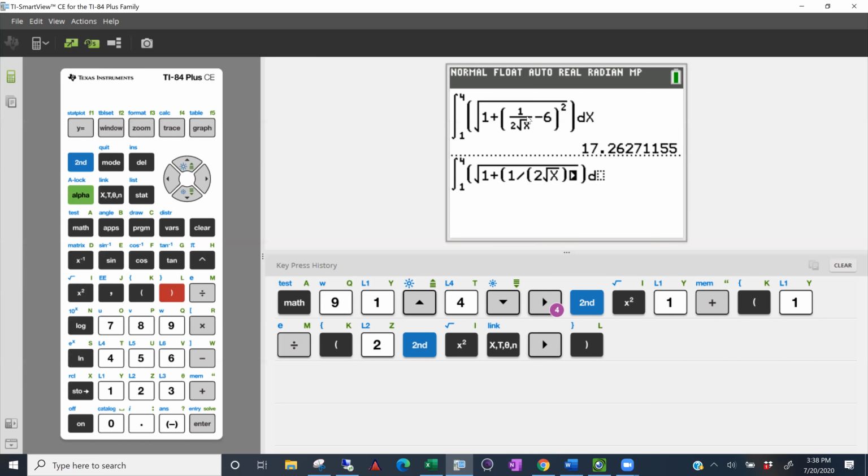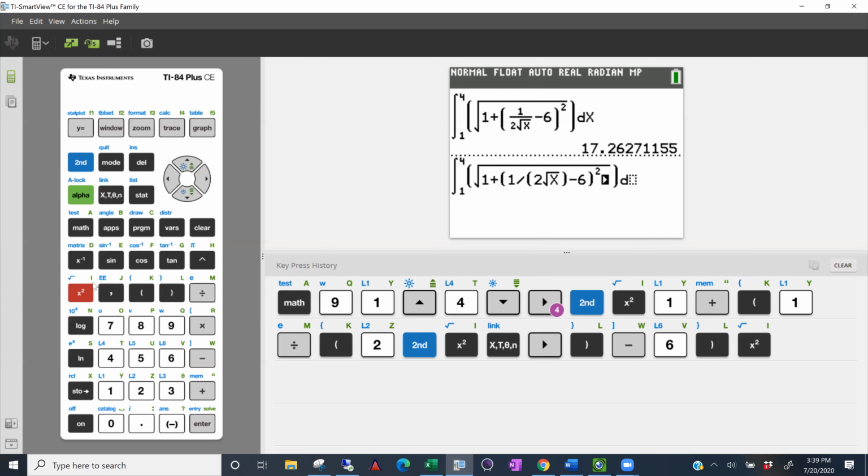Now that's just my first term here, but I still got to do the minus 6, and then a right parenthesis again, and then the squared key, and then exit out to the right, put my dx term in, and whew. So secretly I was holding my breath to make sure I got that right, and they both match, so that's good.